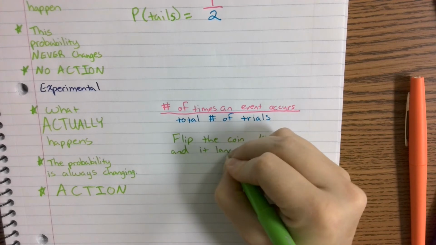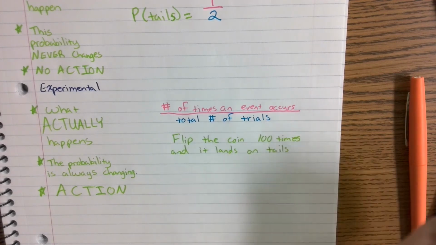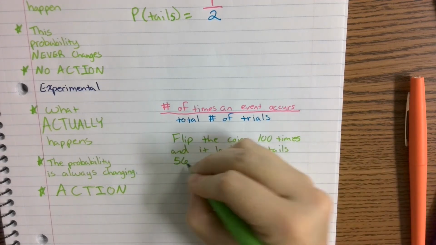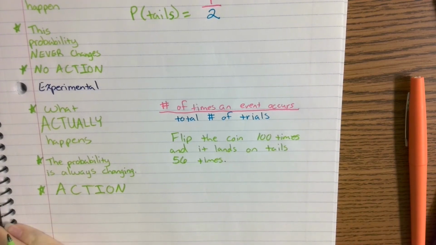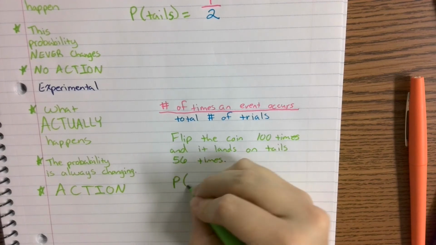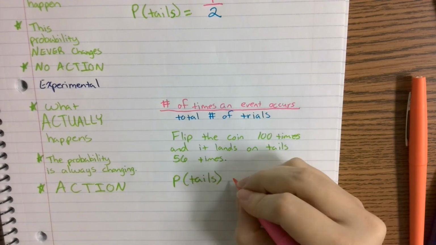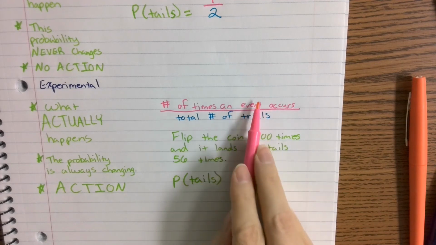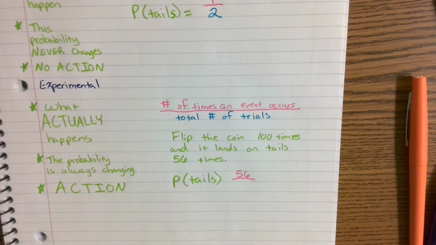And it lands on tails, we'll say 56 times. So now the probability for tails is going to be different. Okay? It's 56 times that it landed on tails. So 56 times that tails occurred, that's the event, tails occurred, out of 100 trials.